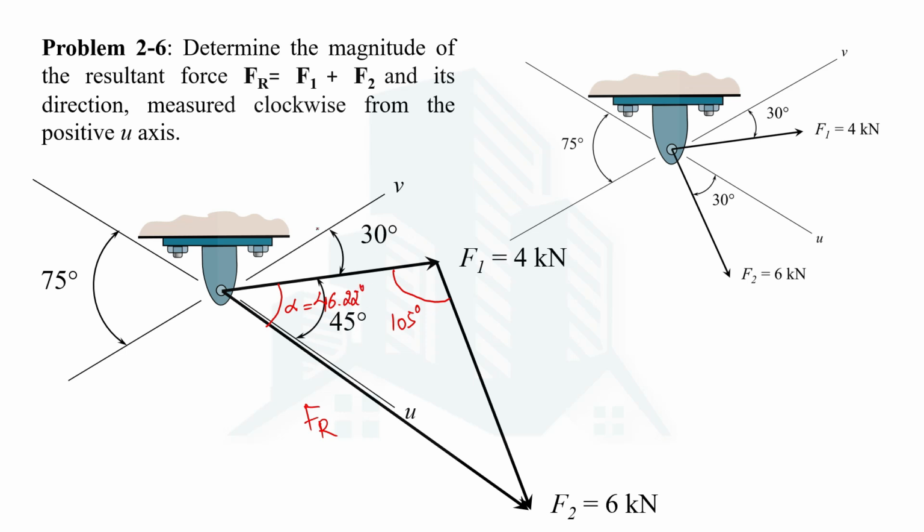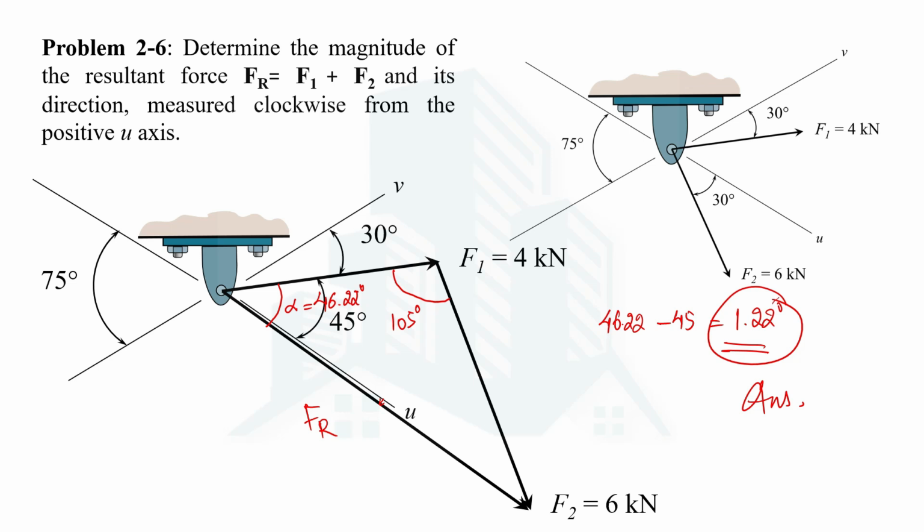Now since we are interested in determining the direction of the resultant force, which is measured clockwise from the positive u-axis, so this is the positive u-axis. Now the angle from F1 to u is 45, and the angle from F1 to the resultant is 46.22. So if we simply subtract 45 from 46.22, we are going to get an angle of 1.22 degrees as the angle which is measured clockwise to the resultant force, and that's the one which we are interested in.